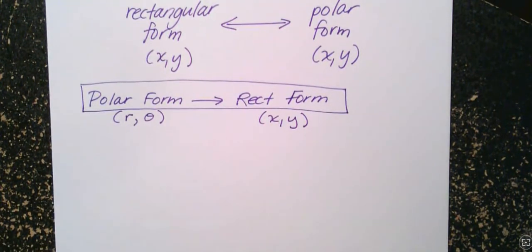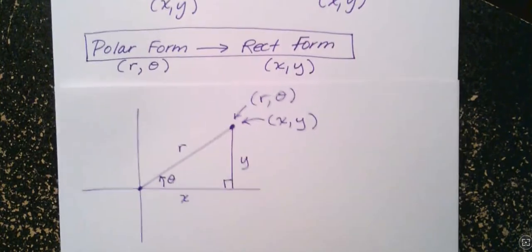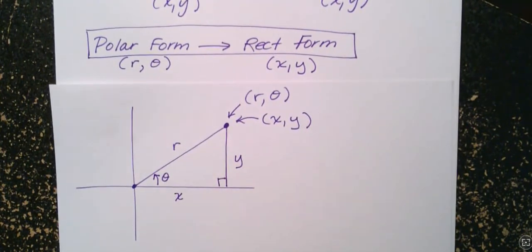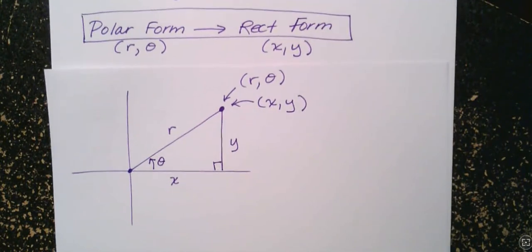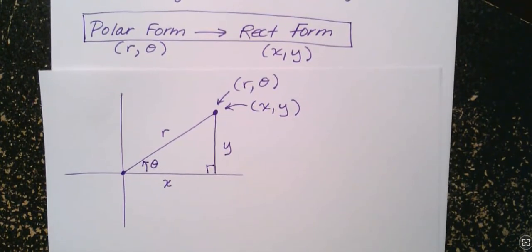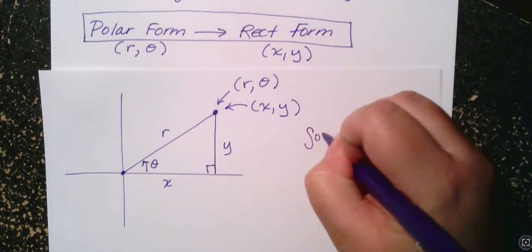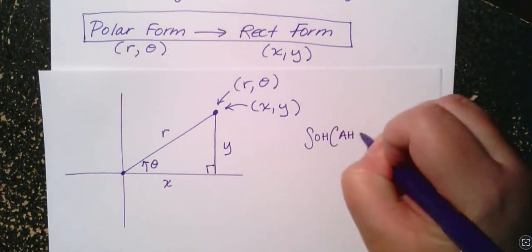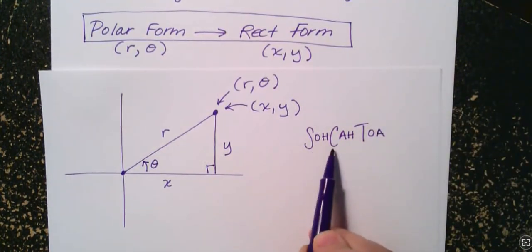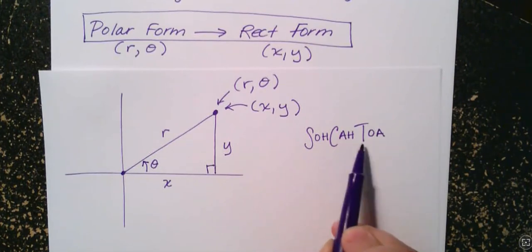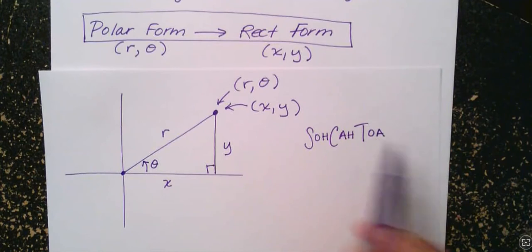Okay, so let's go back to this picture and think about how, if I know r and I know theta, I could find out x and y. Because really x and y are just the horizontal and the vertical components here. So basically it all comes back to SOHCAHTOA. Remember, SOHCAHTOA is what we use to refer to right triangle trig. This is saying the sine is equal to the opposite over the hypotenuse. The cosine is the ratio of adjacent to hypotenuse, and the tangent is the ratio of opposite to adjacent.